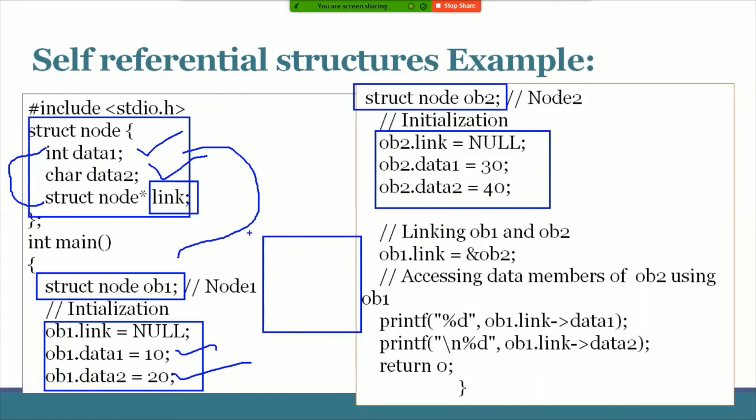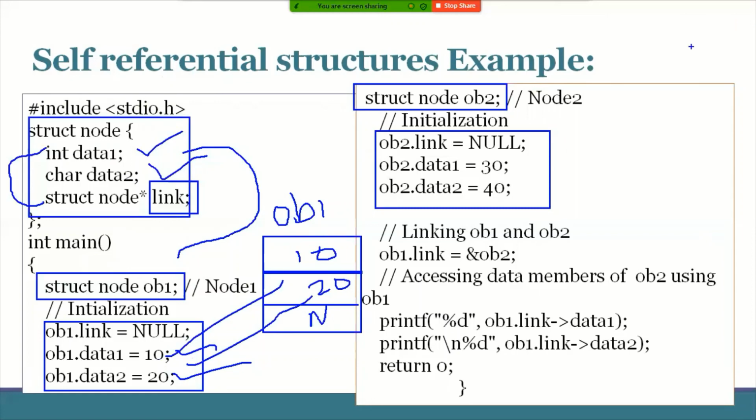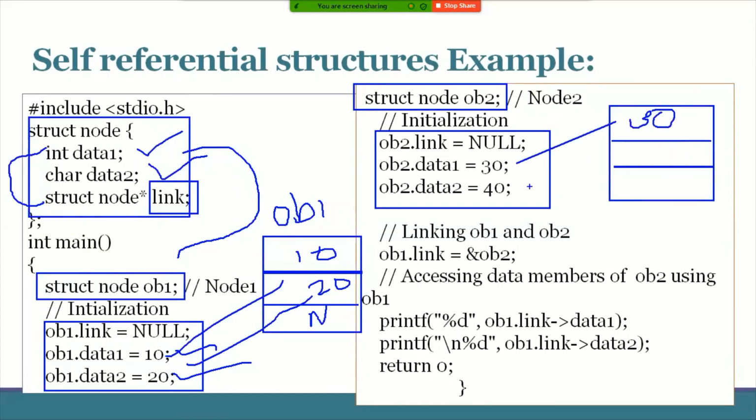So this is called object 1. So object 1, data 1, and this is data 2. So data 1 is what? 10. Data 2 is what? 20. And the link field is what? Null. Similarly, object 2. So this is the first field, second field. And here object 2 data 1 is 30. Object 2 data 2 is 40. And object 2 link is null.